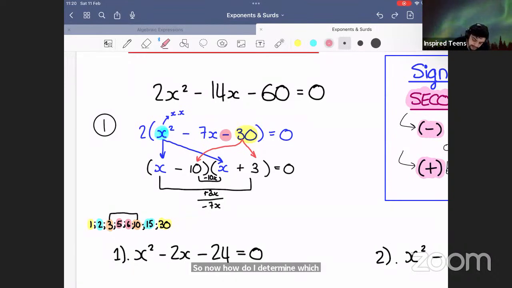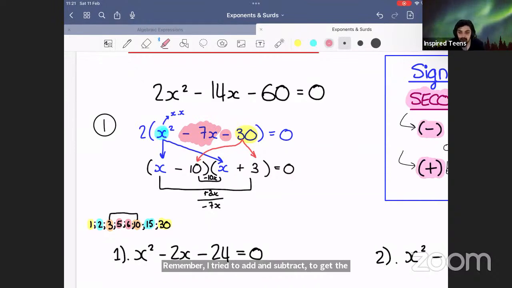Remember, I try to add and subtract. Someone's raising their hand. If anyone wants to raise their hand to ask a question, I would prefer you ask it in the Q&A or in the chat. Okay.